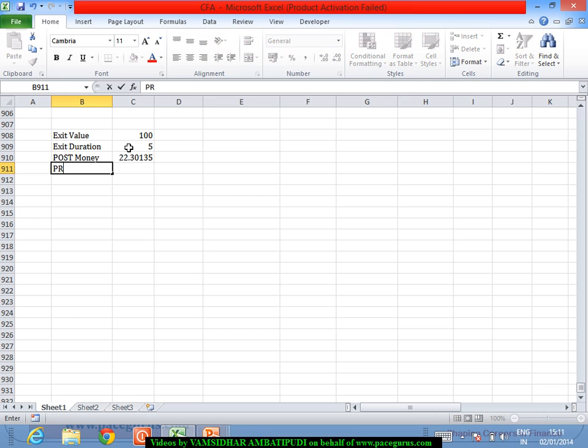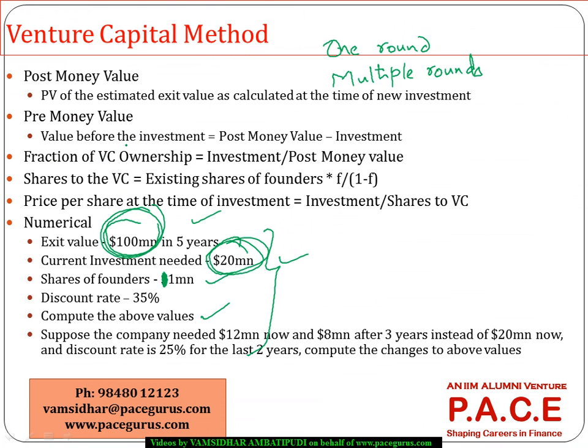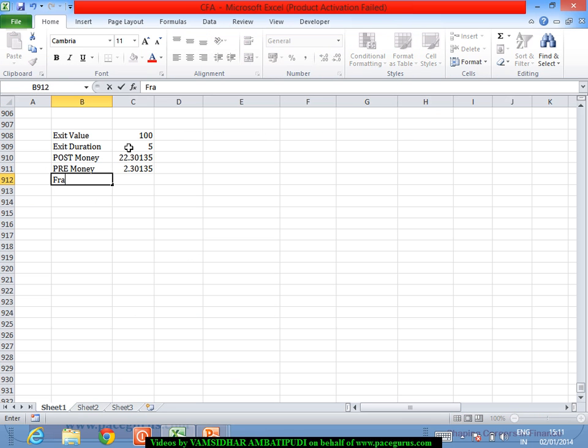So what is the pre-money value here? Remove the investment. 20 million is the expected investment that is going to come. So the pre-money value is only 2.3 million. Because the pre-money value is only 2.3 and the founders have 1 million shares, I can find out the fraction of ownership.